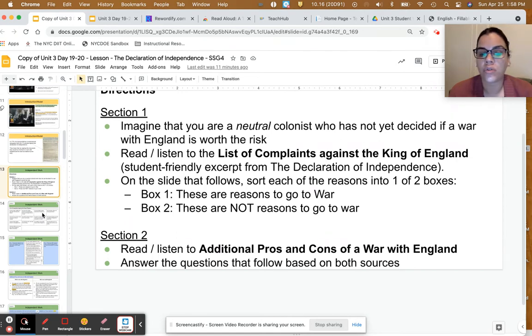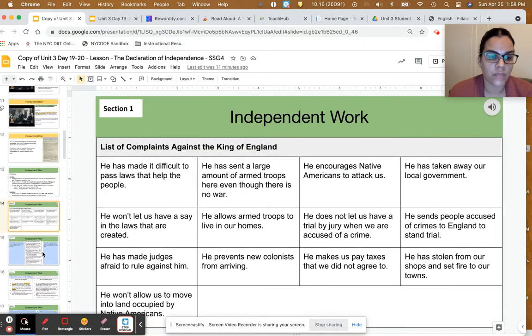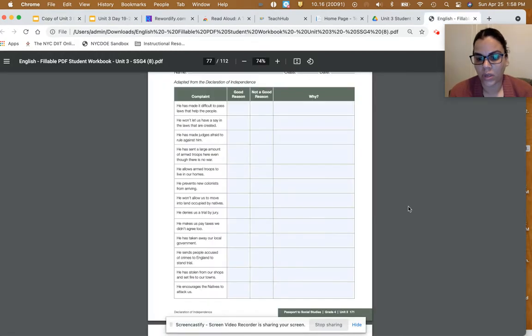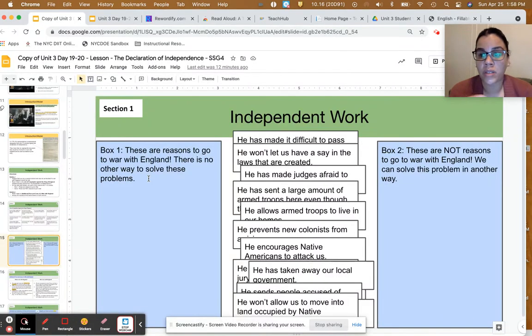And then in section 2, they're reading additional pros and cons of going to war. And then the checking for understanding requires them to answer a question based on the activity. Okay, so if students have already had page 171 assigned to them, then they can focus on the debate, right?